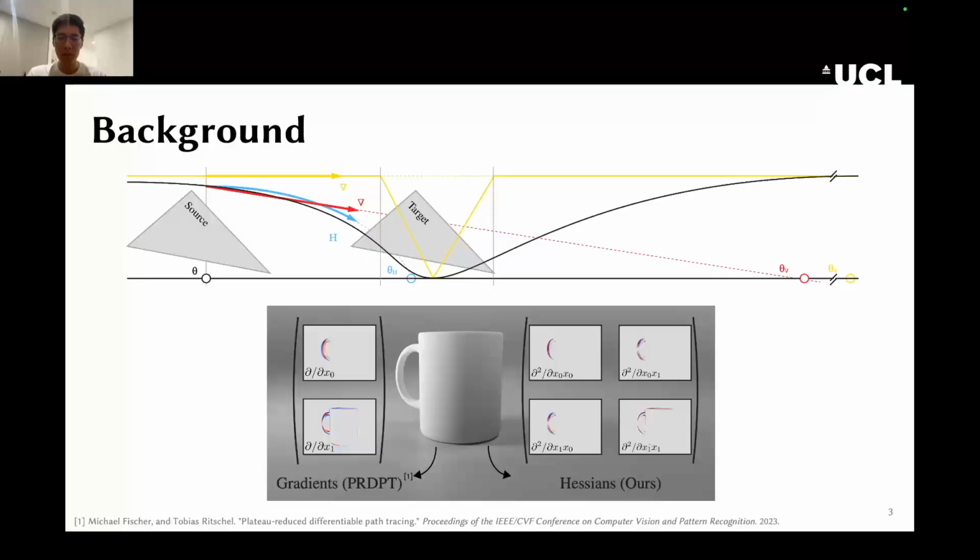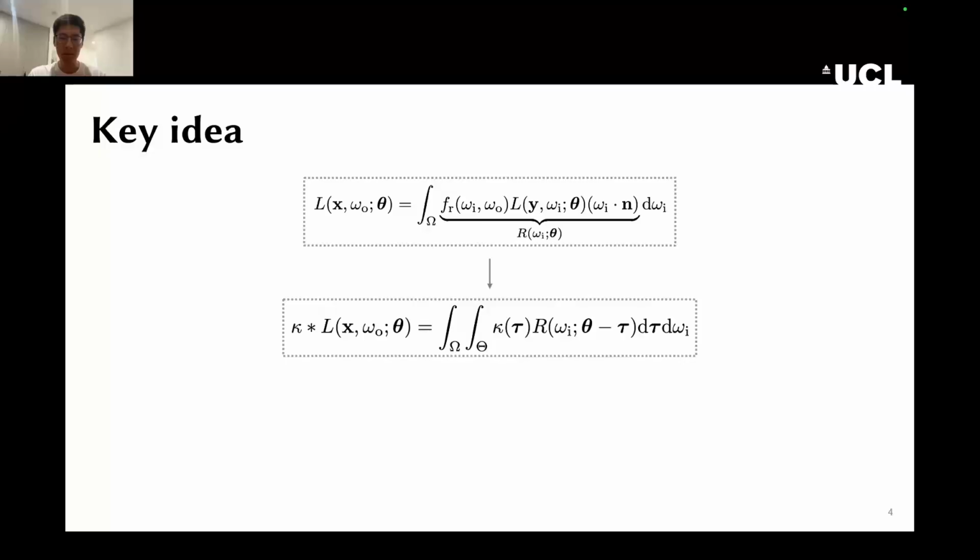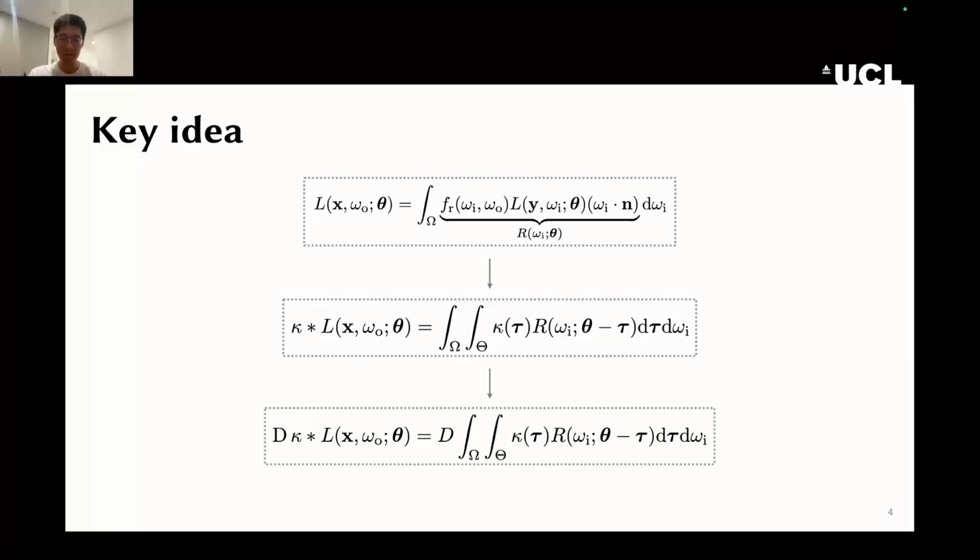Our work explores the possibility to estimate a second-order gradient for faster, more robust optimization that also eliminates plateaus and discontinuities. Our key idea is inspired by PDPT. The rendering equation for the light leaving a non-luminous point x in direction ωo, given the scene parameters θ, is defined as an integration of radiance over all incoming light directions. This is convolved by a Gaussian kernel to smooth out the plateaus. The convolution is then differentiated with the differential operator d in order to get gradient information.